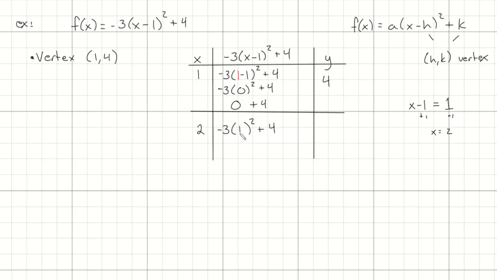Okay, now help me algebra this out. What's 1 squared? Times -3. And we now have -3 plus 4, which is a 1. We have our second point. Before we move on, any issues there?